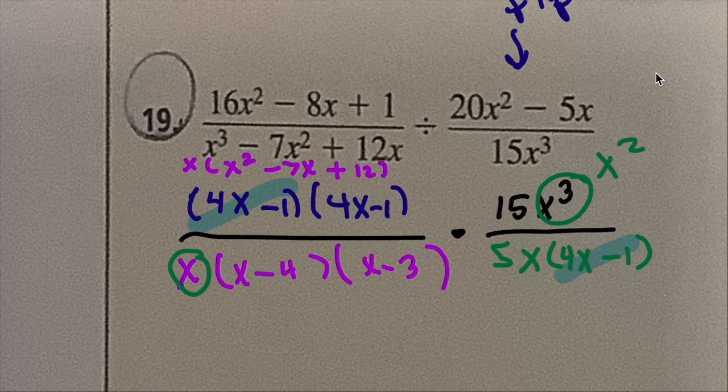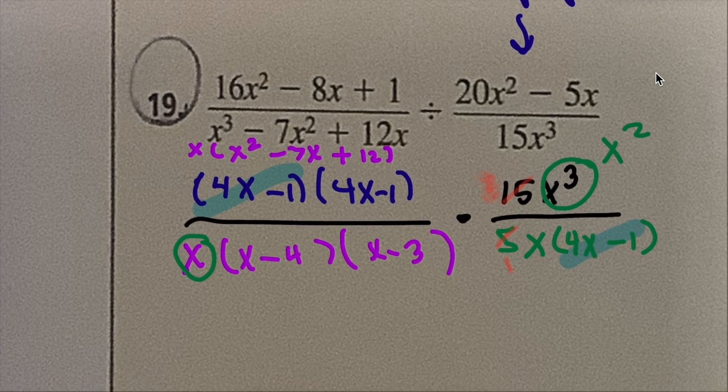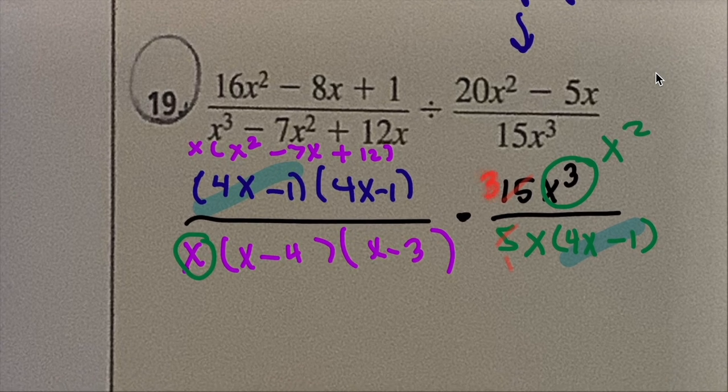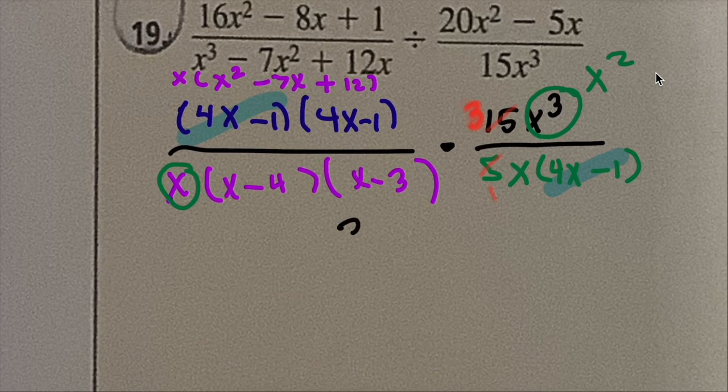What else we got going on here? Well, the only other thing I see that is any sort of match is the 15 and the 5. Well, 15 and 5 are both divisible by 5. So if I divide by 5, I get 3, and that's 3 and 1. Now, let's look at all of the pieces that are left on top. I'm left with a 3. I'm left with an x squared. I'm left with a 4x minus 1.